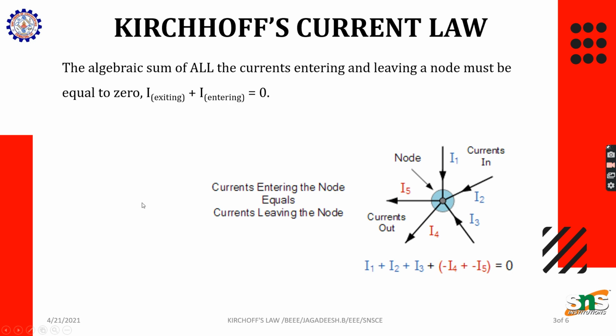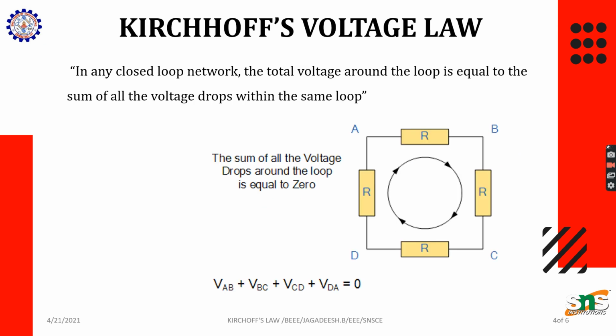So Kirchhoff's current law is simply called incoming current is equal to outgoing current. When we solve the problem, we will understand much better how Kirchhoff's current law can be determined. All right, and the next law is Kirchhoff's voltage law. Kirchhoff's voltage law states that in any closed loop network, the total voltage around the loop is equal to the sum of voltage drops within the same loop.